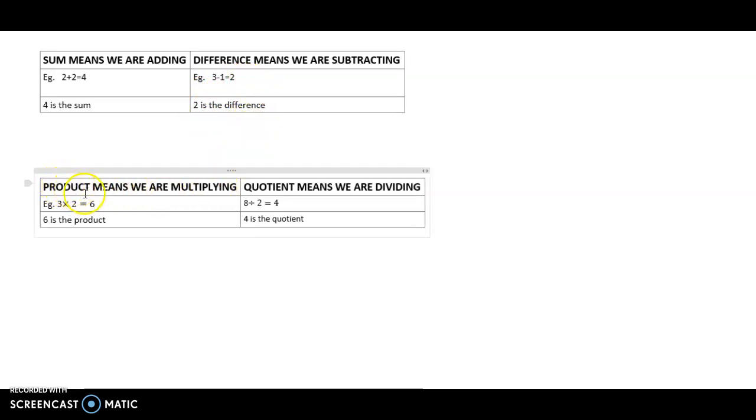Bese kuba i-product. I-product siyi-obtainer as a result of multiplying. 3 times 2 equals 6. U-6 therefore becomes a product. Kube i-quotient. Lama tables lawa constructed in a way ukuthi kuzowenza ukuthi kube lula ukuthi wa-understand, because ngifike ngabeka i-sum ne-difference.